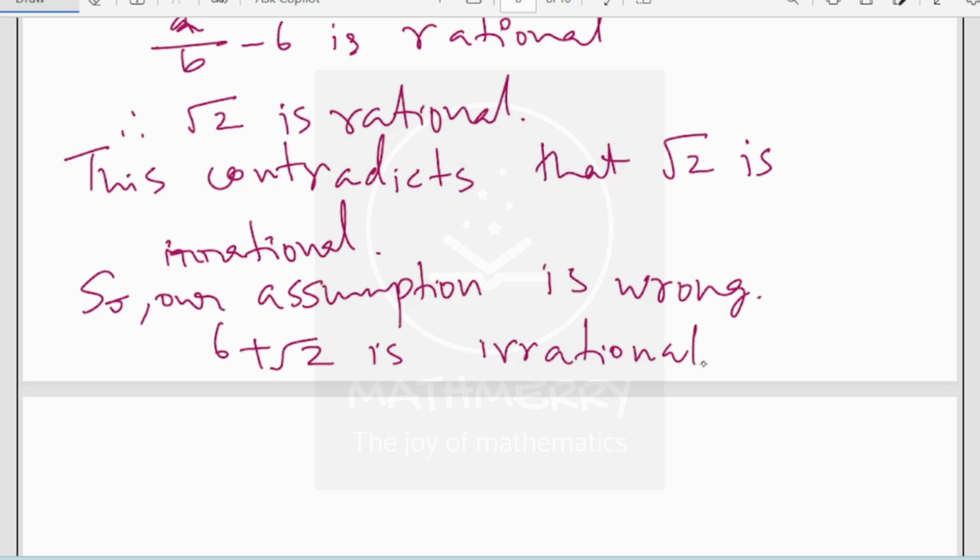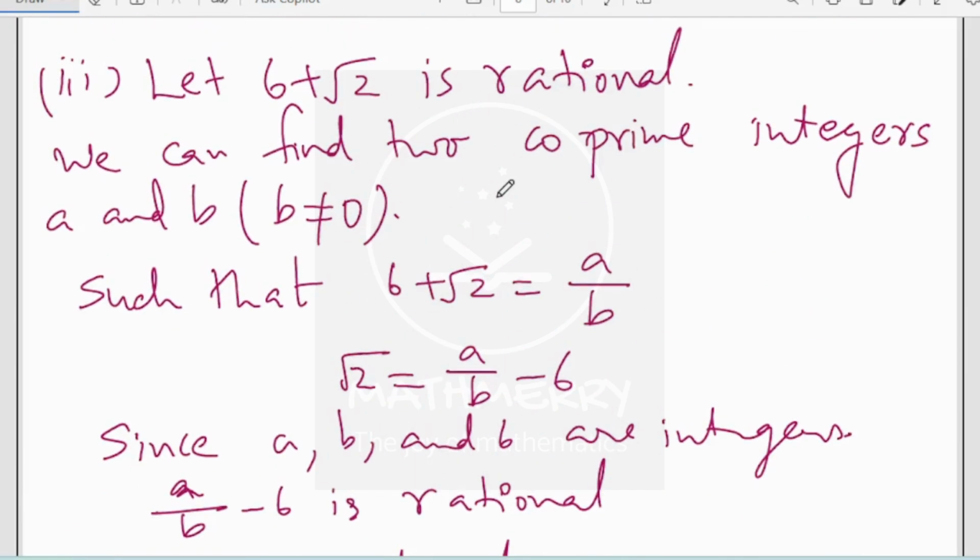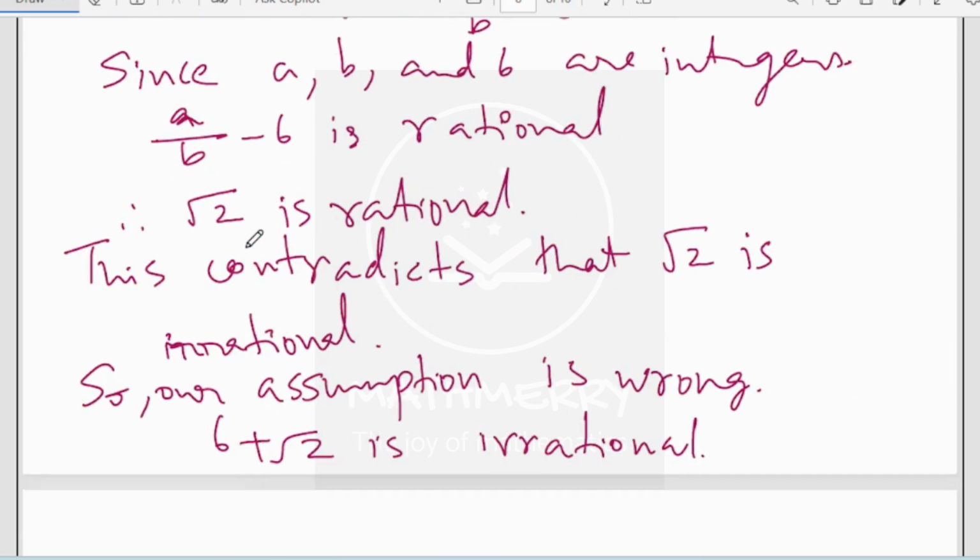So hence we proved. Now these are the exercise questions from real numbers. I hope this is clear. So what you have to remember is the structure of this answer. First we assume, then we find two integers a and b which are co-prime, and we represent 6 plus root 2 is equal to a by b. Then we rearrange them. We are taking the irrational number to one side and the other integers to the other side. So then we can easily say that the right hand side is rational. If the right hand side is rational, we can say the left hand side, that is root 2, is also rational. But this is a contradiction, so our assumption is wrong, and 6 plus root 2 is irrational.